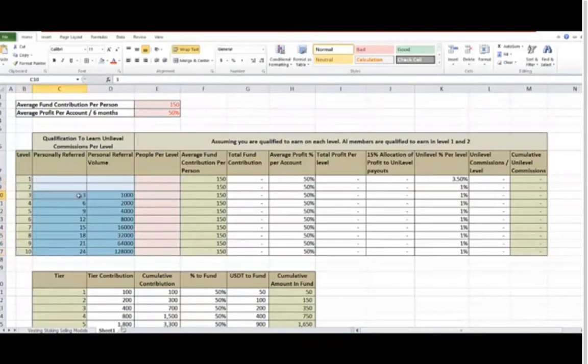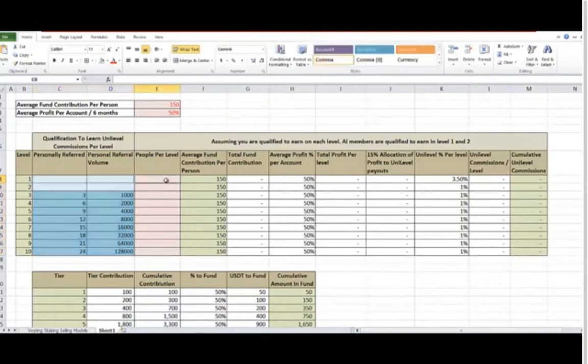So what does that mean? It means that when you have 3 personal referrals with a cumulative referral contribution from their tiers of 1,000, then you will be qualified down to level 3. So to get paid 10 levels of these Uni-Level commissions, you need to have 24 personally enrolled with a total cumulative contribution of 128,000. So you can use this table here to work out where you are, and you can look at your back office to see also what you're qualified to earn to. So you can put in here the number of people that you have in your organization on each level.